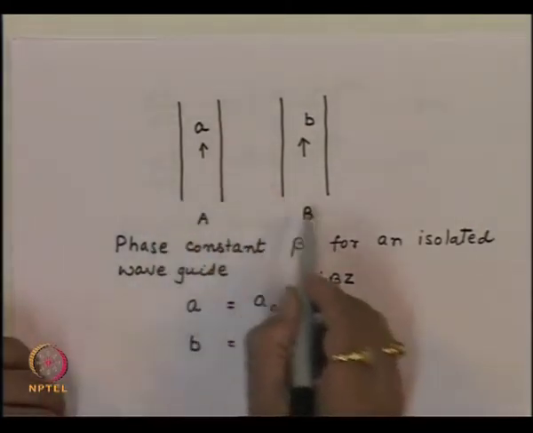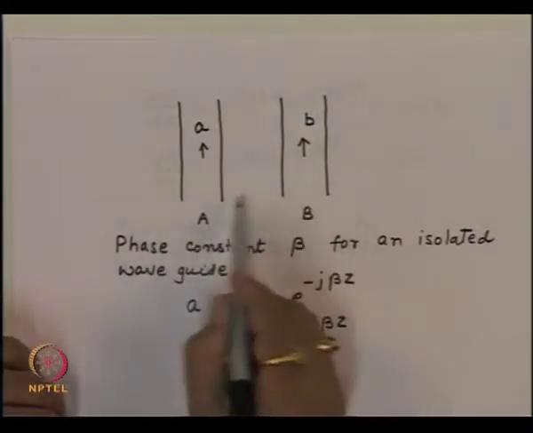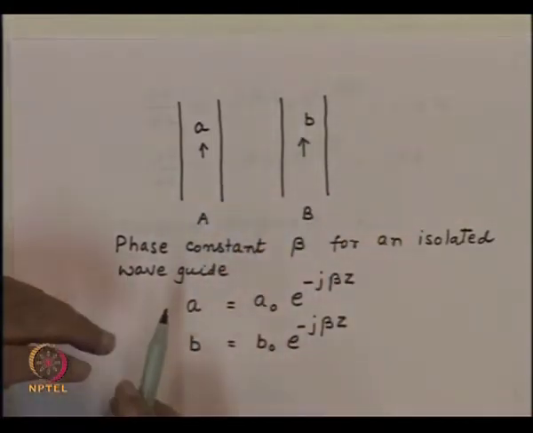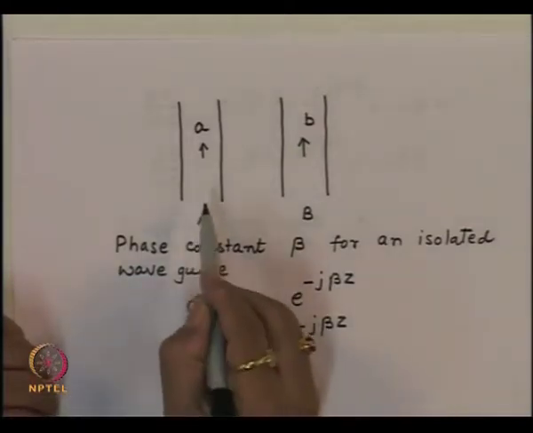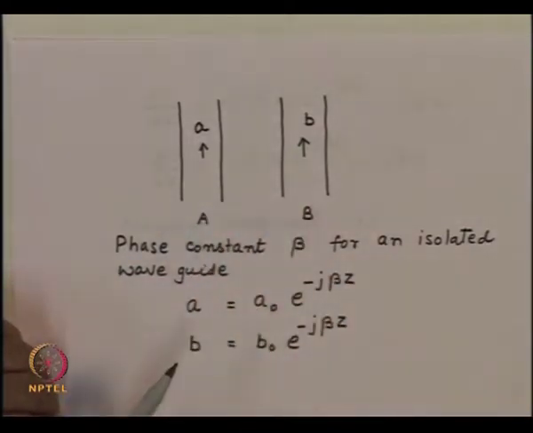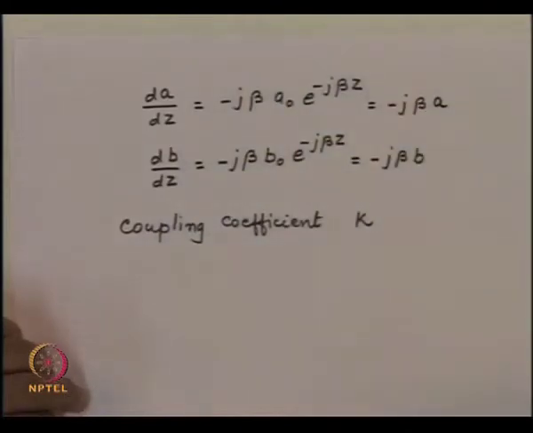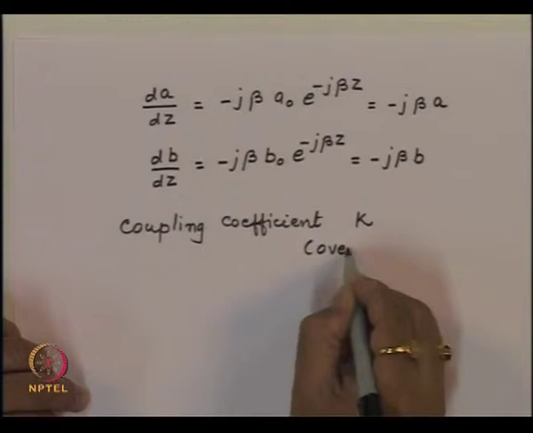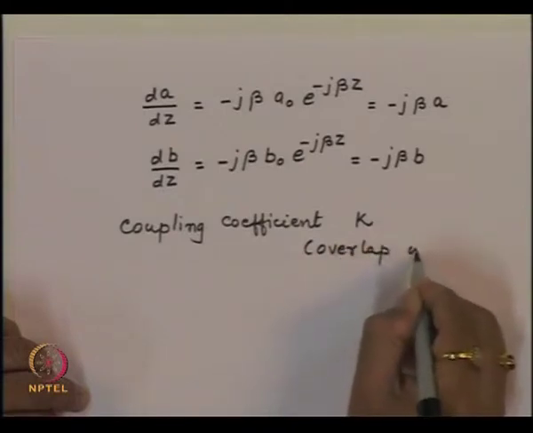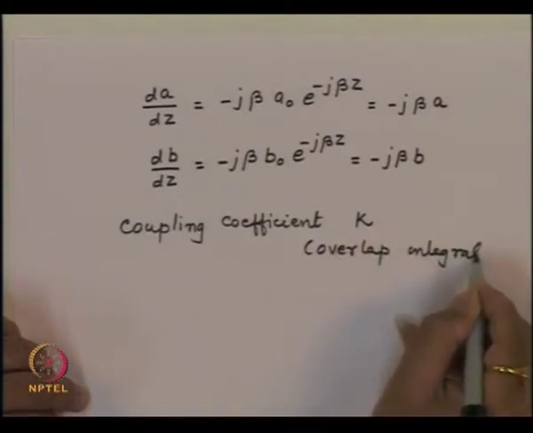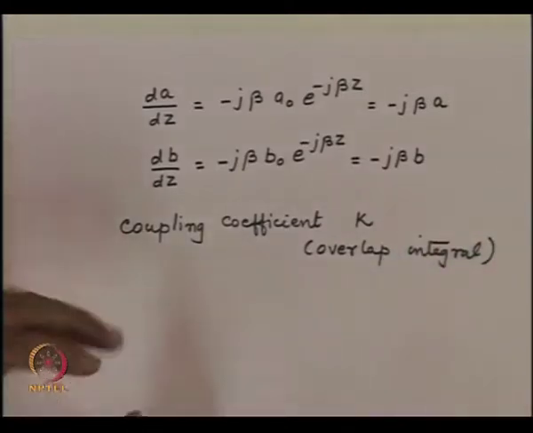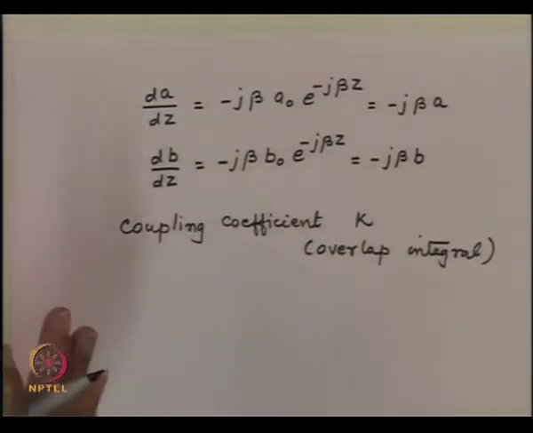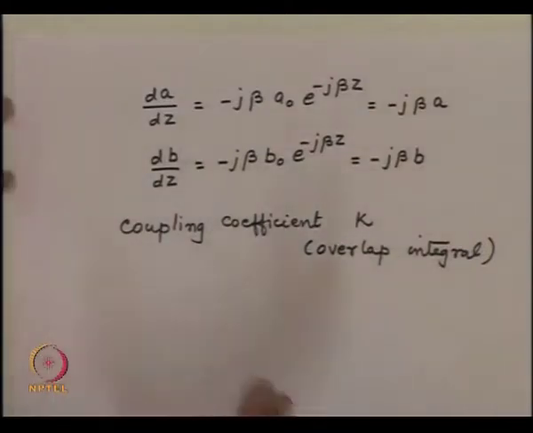So if I have a certain modal field from here, how much is the interception of that field by this waveguide? That will decide how much field is going to get coupled from this waveguide to this waveguide. So this parameter is essentially governed by what is called an overlap integral, which essentially tells you how the overlap of the two modal fields takes place, which essentially leads to the coupling of energy from one waveguide to another waveguide.